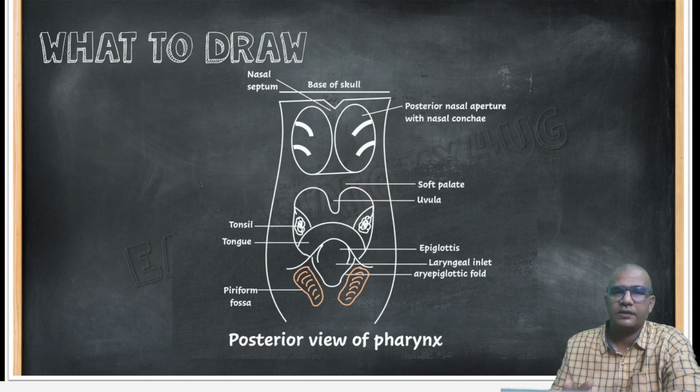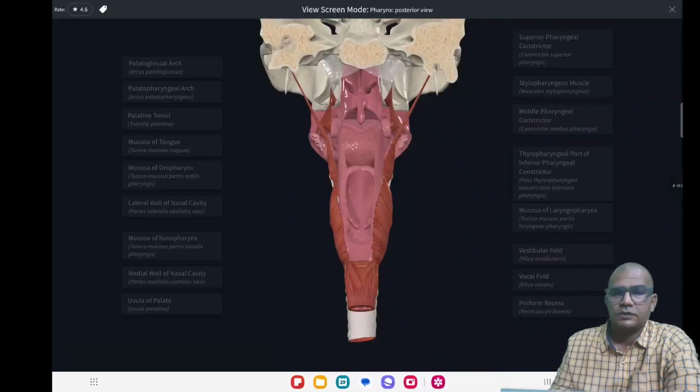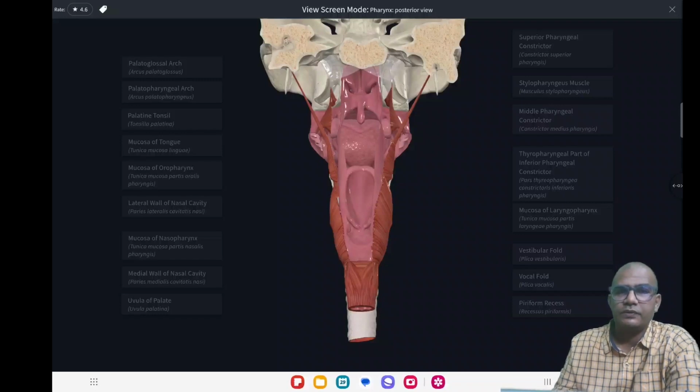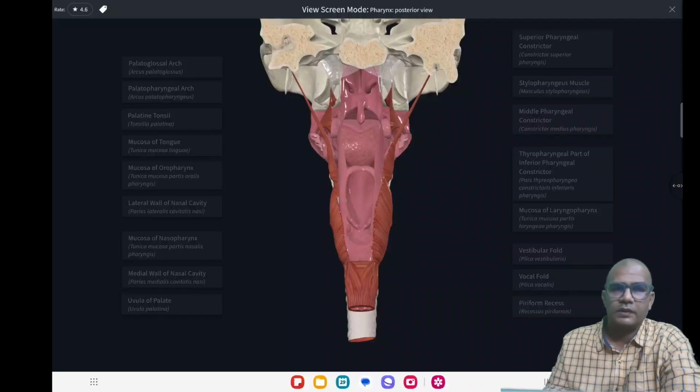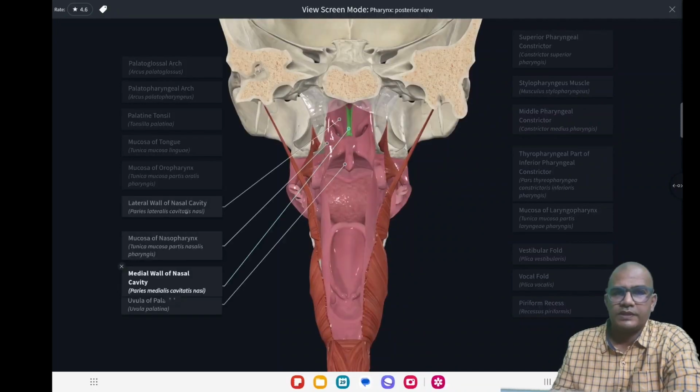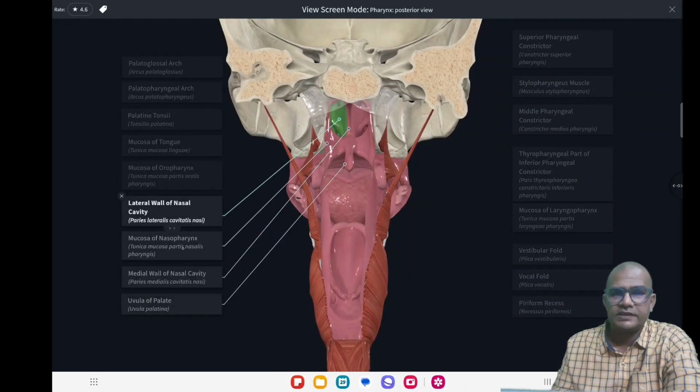Once we understand what exactly this view is and what are the structures to be drawn, it will be an easy diagram for you. So this is an animated view showing the posterior wall of the pharynx which has been removed so that we can see the anterior communications of nasopharynx, oropharynx and laryngopharynx. Let us see the important highlights of this diagram. So we can see the medial nasal septum and the lateral wall of the nose. Also we can see the soft palate, uvula.